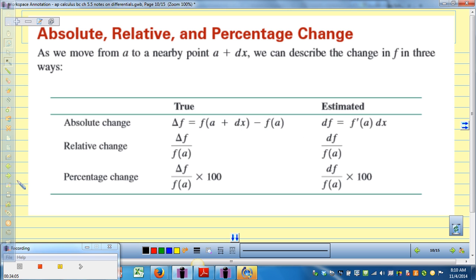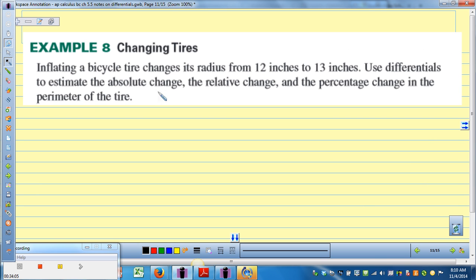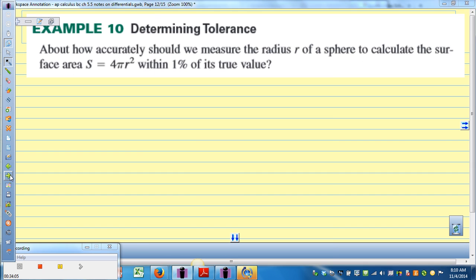Now, I am going to skip for now the changing tires problem, but I do want you to look at it tonight. I'm just not going to have time in class. So I want to get to Newton's method. I'll have this one up as well.